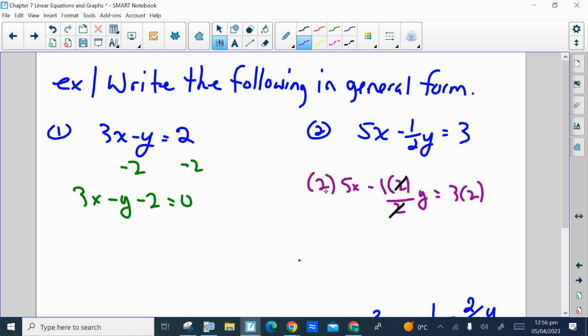But we have to multiply the 2 out on the other term. So 2 times 5x is 10x. You're left with minus 1 times y, or minus y equals 3 times 2, which is 6.